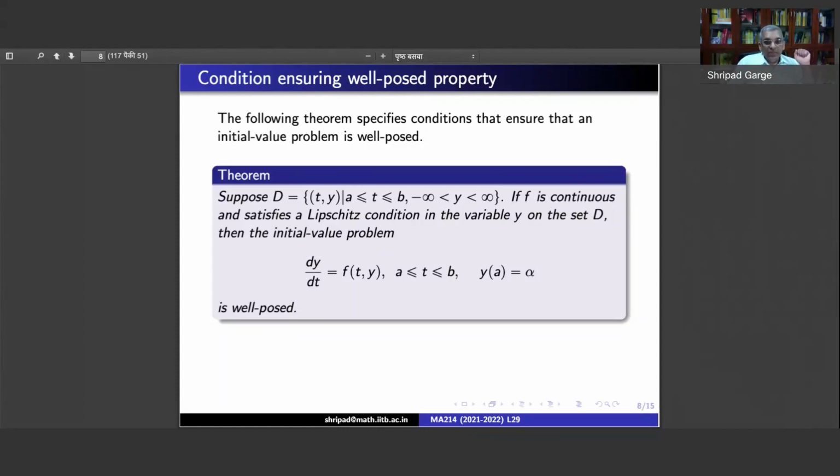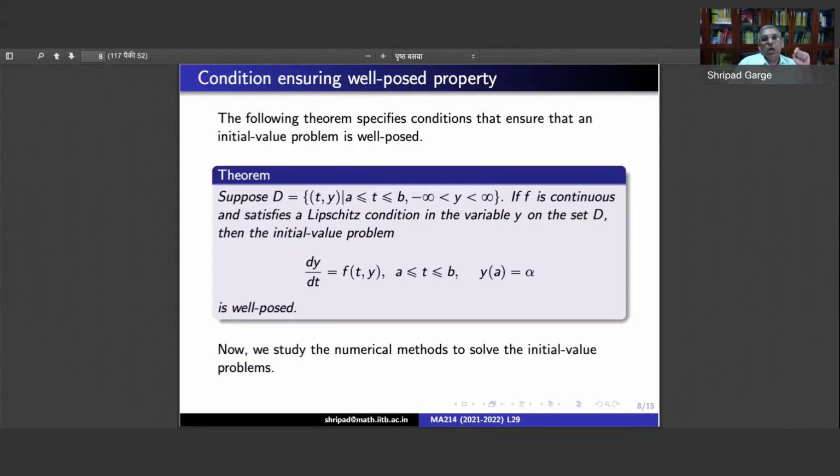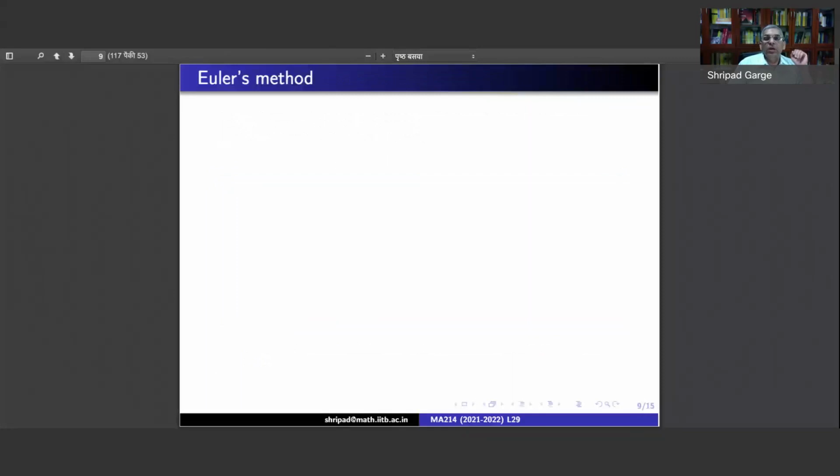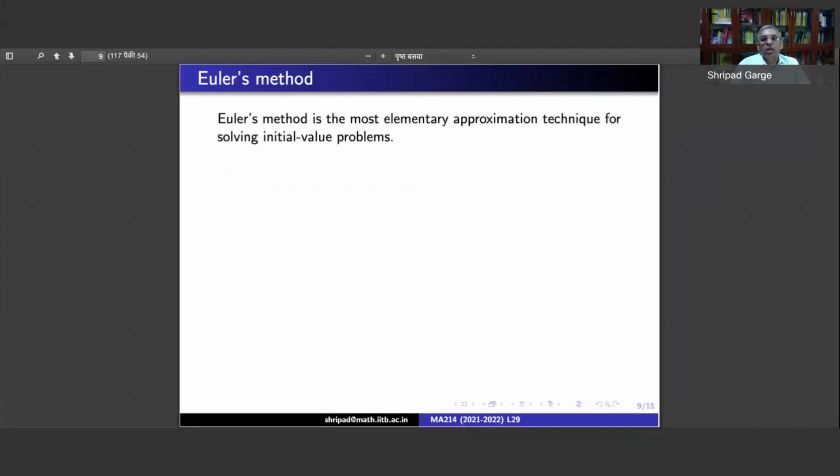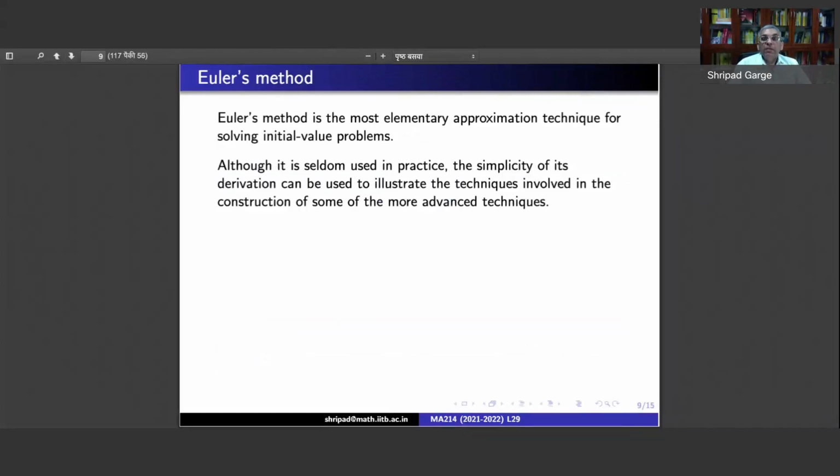All right, so now in the remaining time, we are going to study some numerical methods. We begin with a method called Euler's method. Leonhard Euler, a Swiss mathematician from a very long time back, developed a very basic method to solve differential equations, the initial value problem. It's really the most elementary method, and it is typically not used in practice, but the simplicity of this method can be used to illustrate the techniques that we will see later.